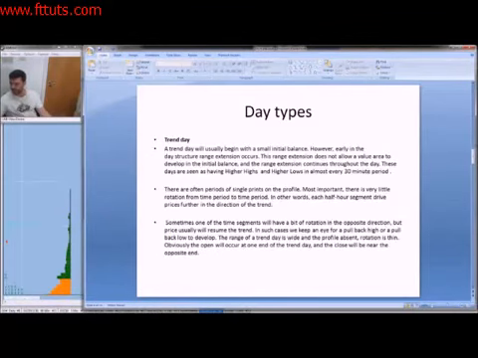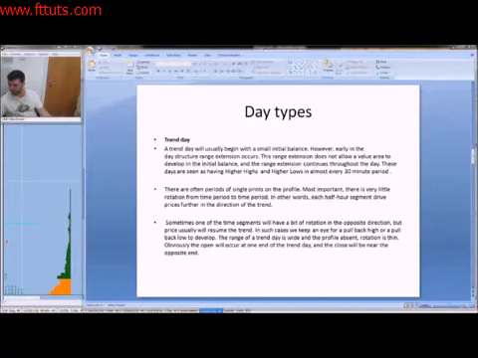A trend day. A trend day will usually begin with the smallest initial balance. However, early in the day structure, range extension occurs. This range extension does not allow a value area to develop in the initial balance, and the range extension continues throughout the day. These days are seen as having higher highs and higher lows in almost every 30-minute period.